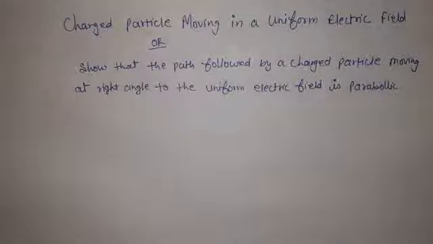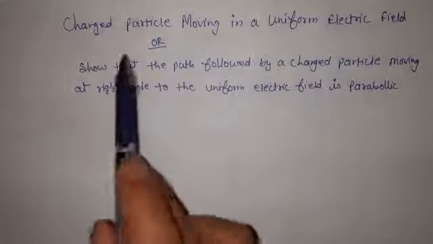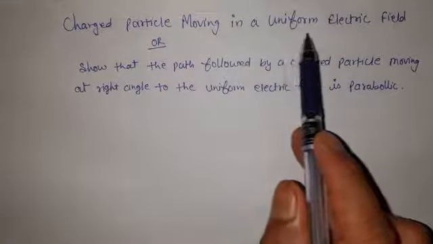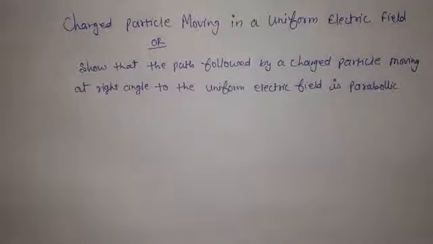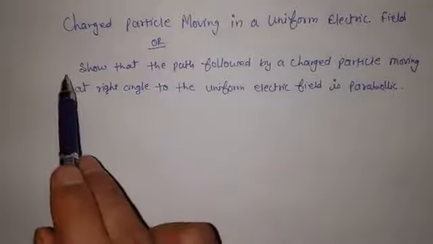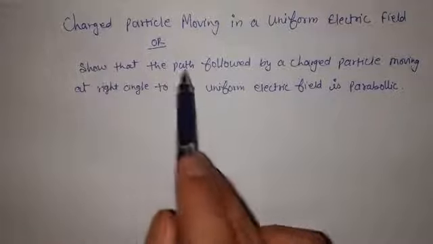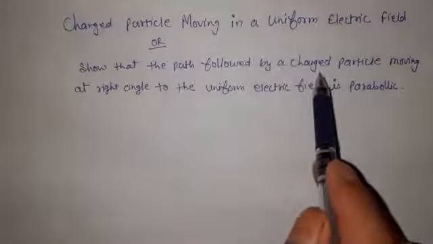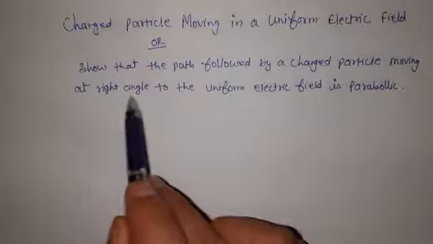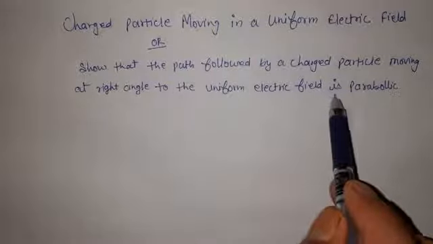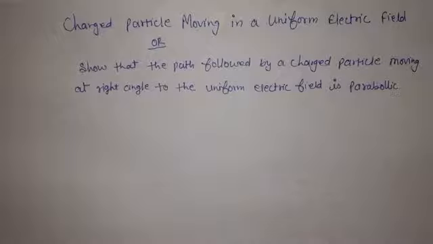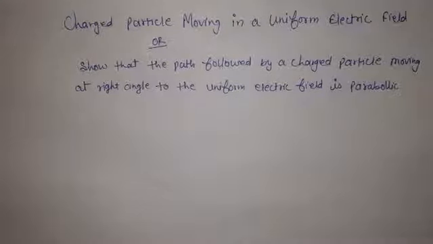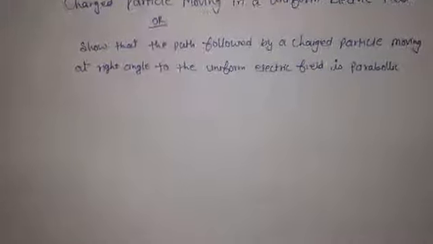Hello, welcome to this physics video, and here we are going to learn about what path a charged particle is going to follow when it moves in a uniform electric field. Either we can also take it in the form of a question: show that the path followed by a charged particle moving at right angle to the uniform electric field is parabolic. So how can we show this? For this we are looking for this derivation.